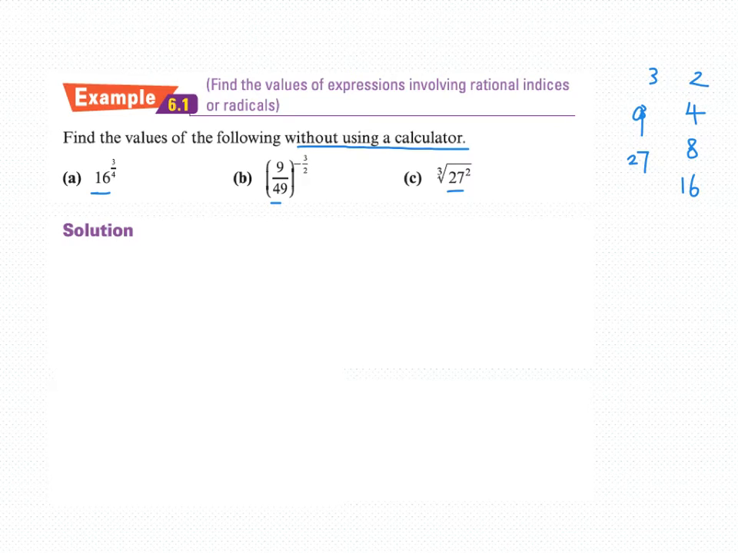Okay, for A here, 16 you can change to 2 to the power 4, and then the power 3 over 4. The powers you can multiply, so it becomes 2 to the power 3, by multiplying these two numbers. So 2 to the power 3 equals 8.